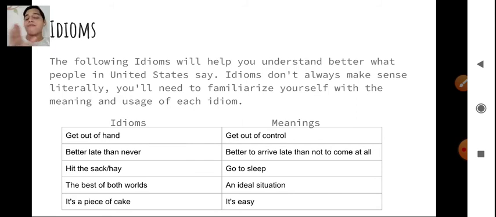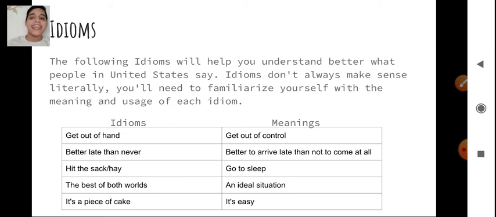We have right here 5 of them. Okay, these are gonna be the first ones that I'm gonna give you. So I'm gonna give you even more of them, but let's start with those. Okay, so we have 5. Let's go for the first one. It says get out of hand. This is the first idiom.